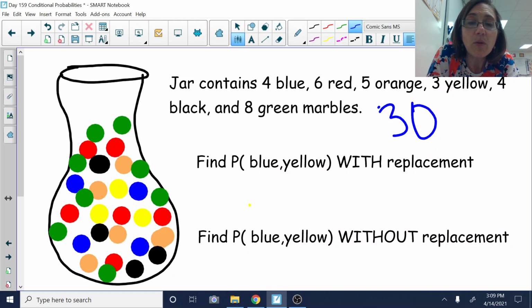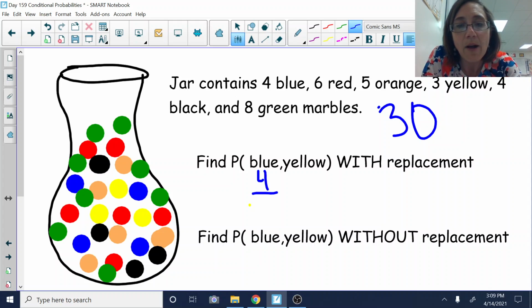So what's the likelihood I get a blue marble on the first draw? Well, how many blues are there? I want to know how many marbles are in that jar that would make me go, woohoo, I got a blue. Well, there are 4 of them. So that would be 4 out of 30.